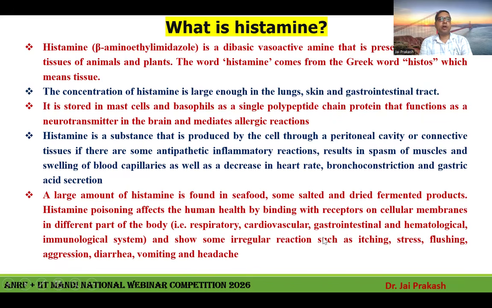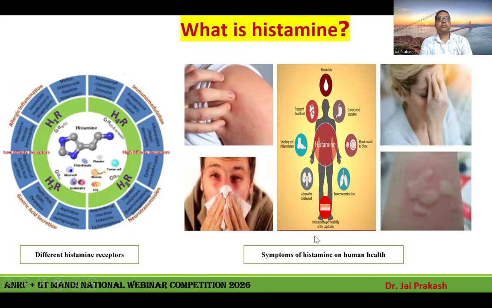And basically, histamine poisoning affects the human body by binding with receptors on cellular membranes in different parts of the body. You can see how the different histamine receptors bind with histamine, and these are the symptoms of histamine on the human body.